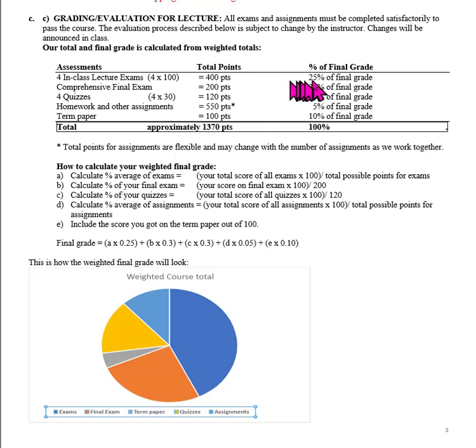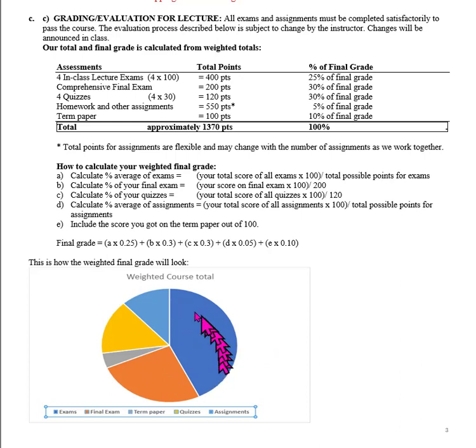At the end of the course, weight is put on these numbers. So your lecture exams will count as 25% of the final grade. Your final exam will count as 30% of the final grade. Quizzes total will count 30% of the final. Your all assignment and homework together will count 5%, and the term paper will count as 10%. So add all that up, 100%. And this is what the distribution of the weighted total will look like.